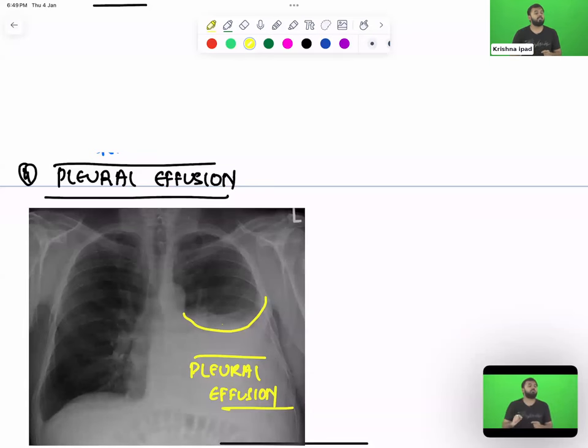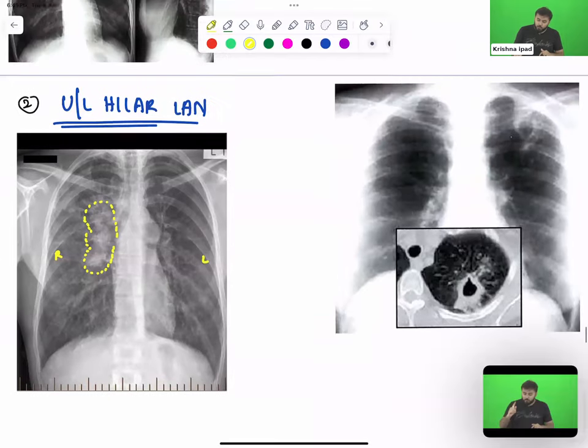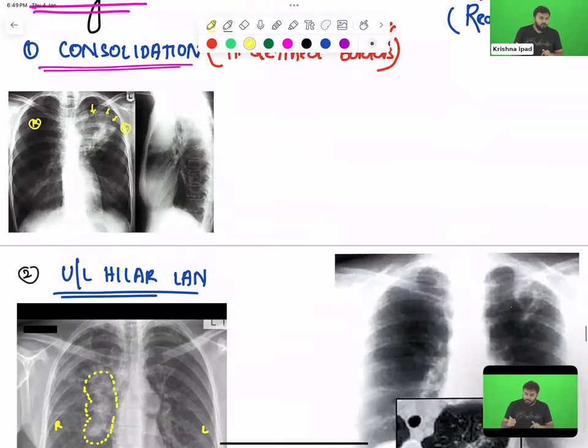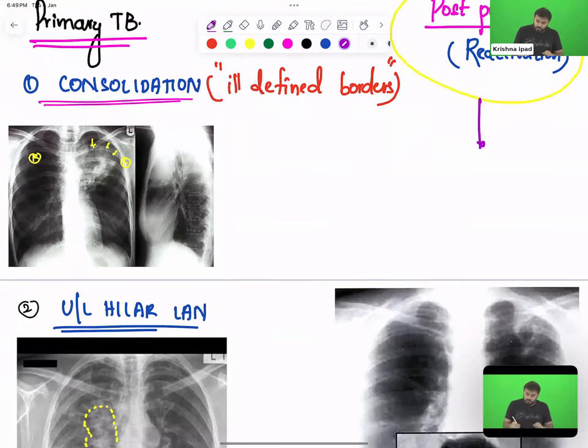Now you will do the X-rays by yourself. Okay? I will show you the X-rays. You will tell me the answer. Now, when it comes to post-primary TB or reactivation, what you will see is a fibrocaseous cavity. You will see a fibrocaseous cavity.